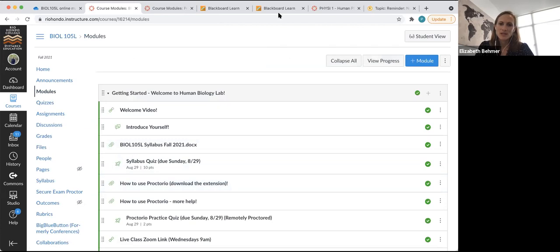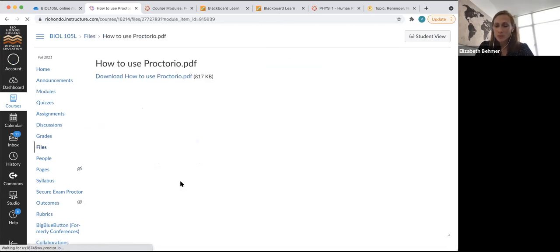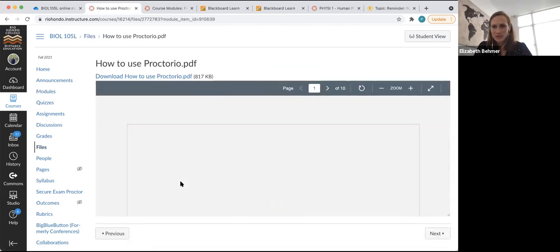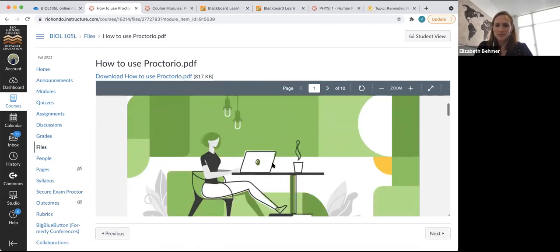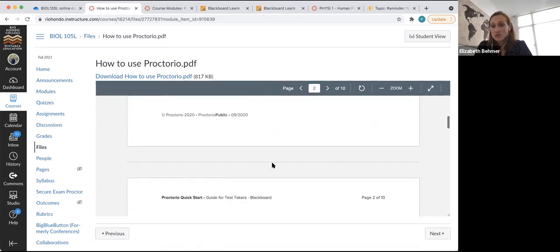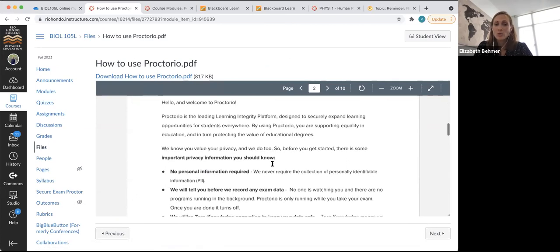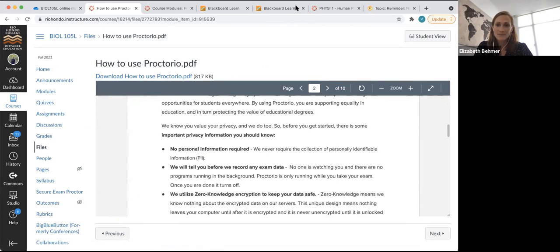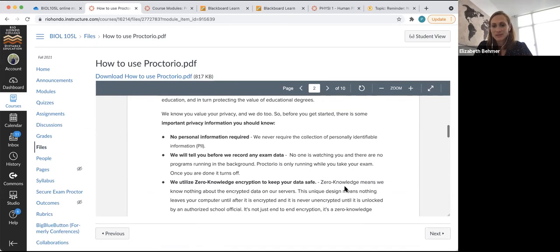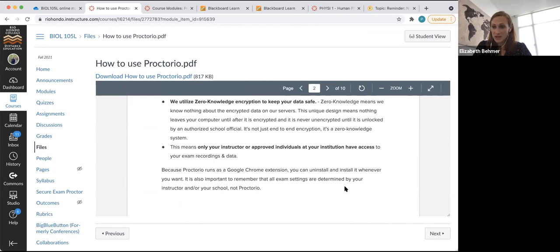So here's some information on how to download Proctorio. You just need to download the extension. It doesn't take up much space, and you should use it in Google Chrome. No personal information is required. You don't need to provide any other information. You just need a webcam when you take the quizzes and exams. I don't even look at your recordings unless Proctorio flags you for something. It doesn't save your recordings, and I probably won't even look at your recordings.